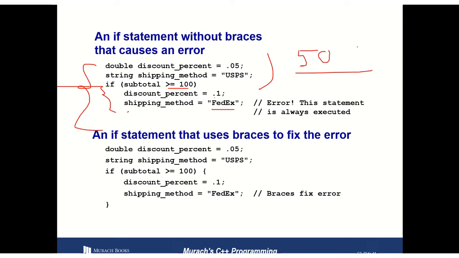For a $50 purchase, you won't get it. You get only 5% as in the top. But the problem is your shipping method is always set to FedEx because there is no curly brace inserted across, wrapping up the conditional logic, the statements within the if logic. So your second line, I mean, your third line is automatically executed.